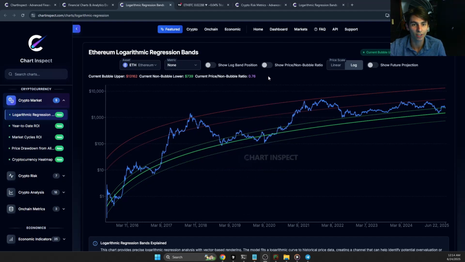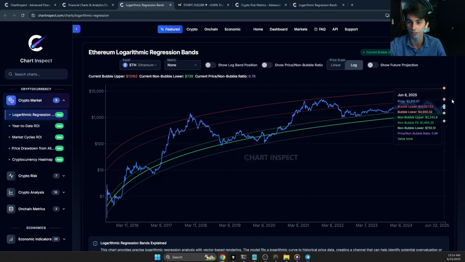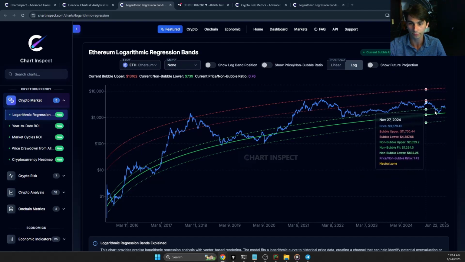Today I want to discuss the Ethereum logarithmic regression trend line and the current pullback we've had from this sort of breakdown of this trend line and sort of rejecting off of that area there.